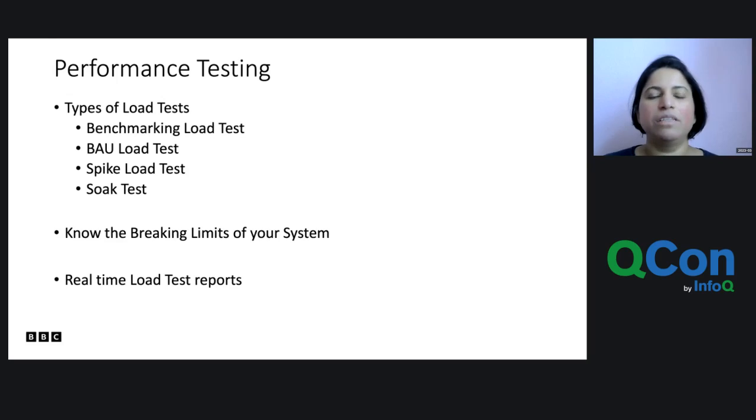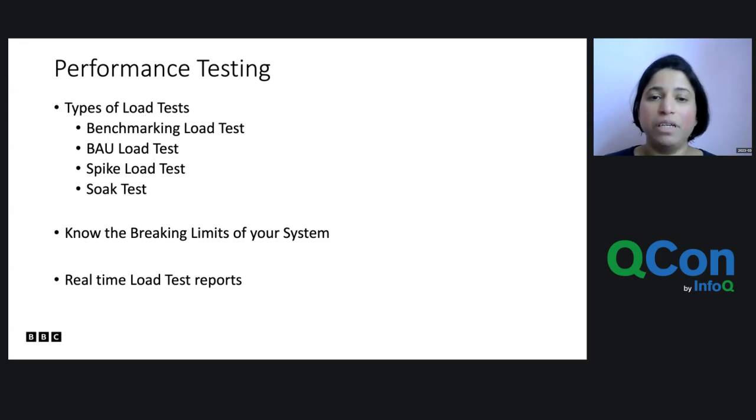Performance testing. The different types of load tests that we perform are benchmarking load tests. First of all, identify what is the capacity of your application without making any changes. BAU load test, business as usual load test, that's your normal traffic pattern. Identify how your system is performing with the normal traffic pattern. Spike load test. It's good to know what is the level of a spike that you can handle on top of your BAU load. Soak test. So running the load test for a couple of hours to see whether any of your services would be stressed out or strained with running for a couple of hours.